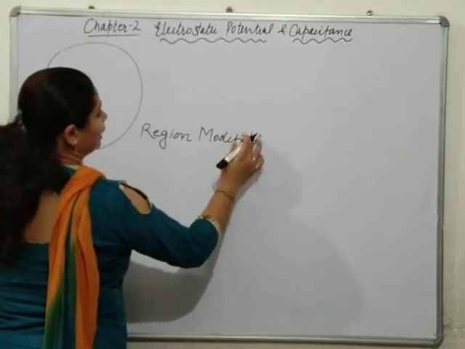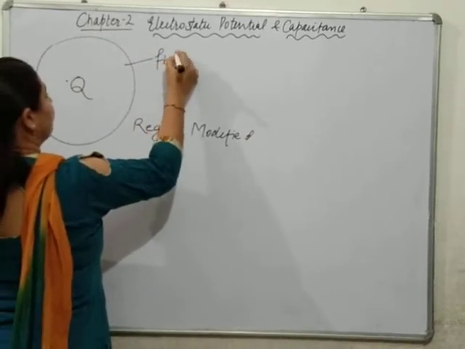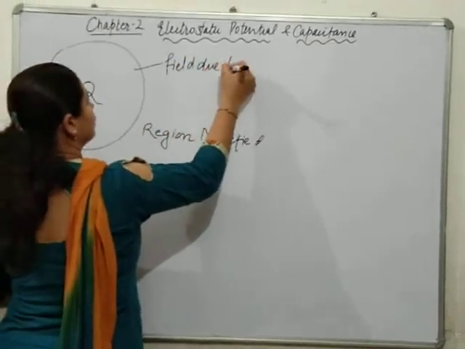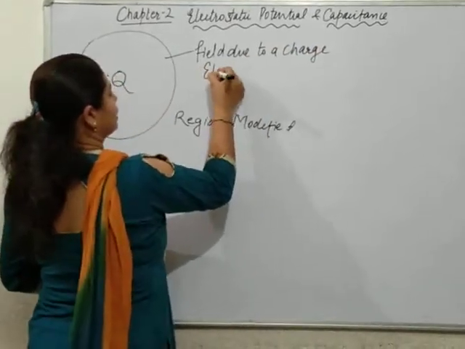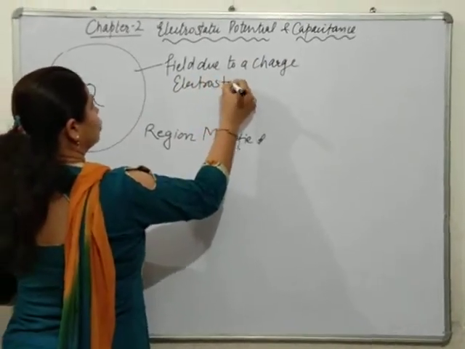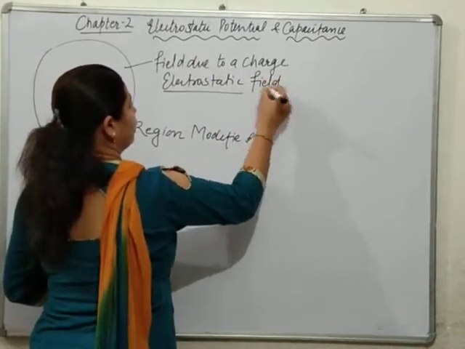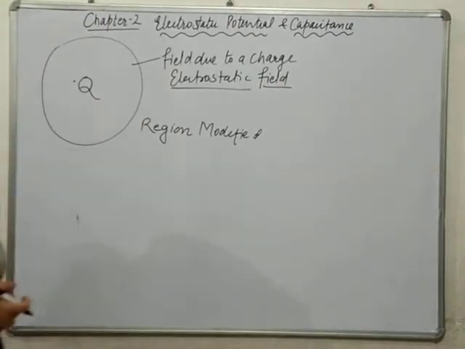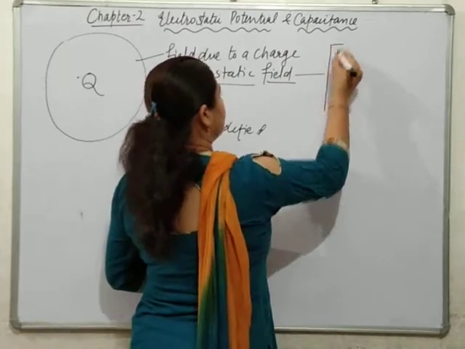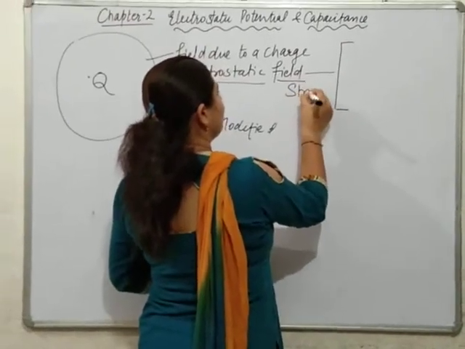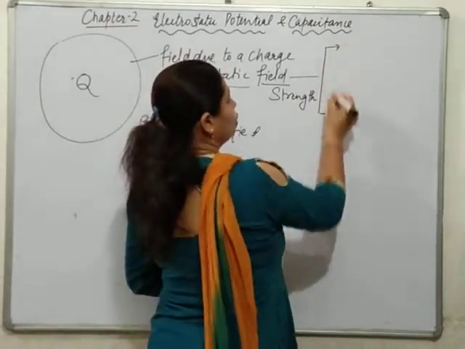It means there is some field. And the field that is due to a charge is known as electrostatic field. The strength of electrostatic field can be represented by two terms. So as to represent electrostatic field strength, we use two terms.